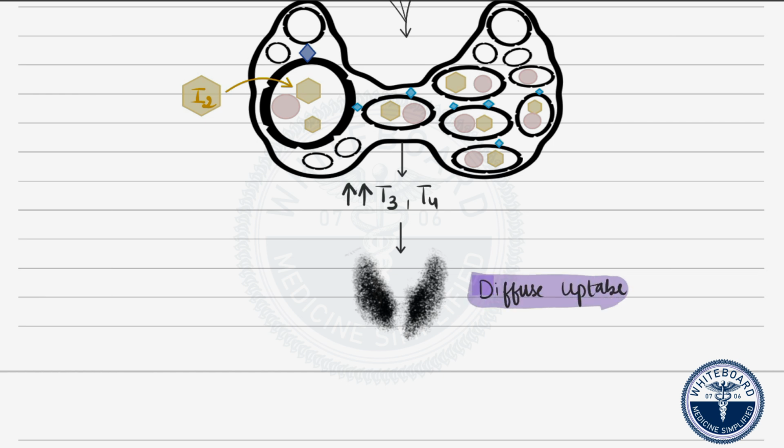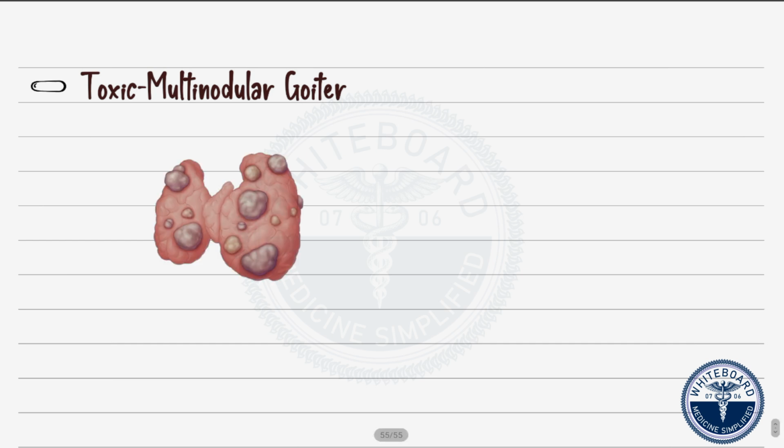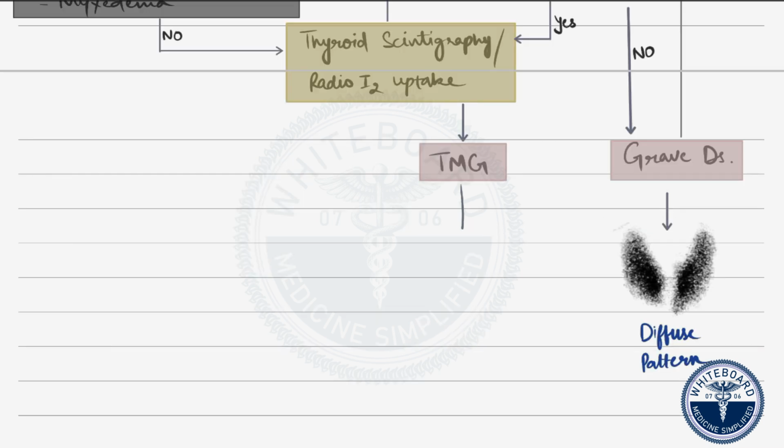In toxic multinodular goiter, certain nodules within the thyroid gland become autonomously overactive, trapping more iodine or tracer and producing excess thyroid hormones. On thyroid scintigraphy, this appears as a patchy uptake pattern reflecting areas of overactive nodules functioning independently of TSH control.